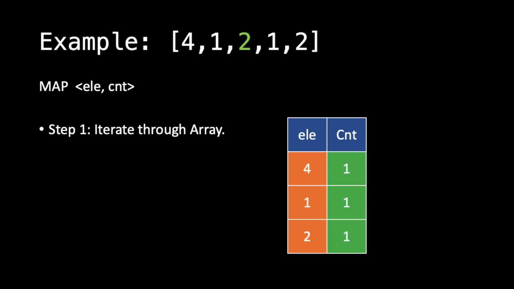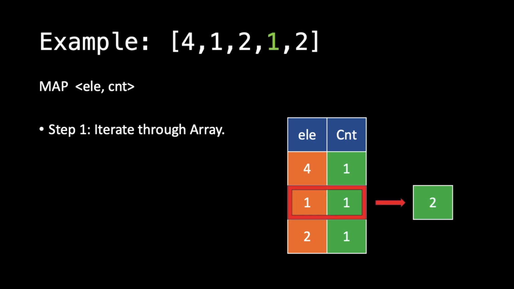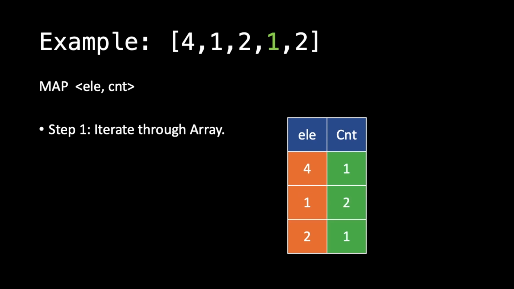But as we move forward, the next element is 1, and we already have 1 stored in our map, but its count was 1. Now 1 has occurred one more time, so the count of element 1 will now be changed to 2. That means 1 has occurred twice. Now again we'll move forward, the next element is 2. Again 2 is already stored in our map, but its count was 1. Now we encountered one more 2 in the array, so the count of element 2 will be changed to 2 from 1.